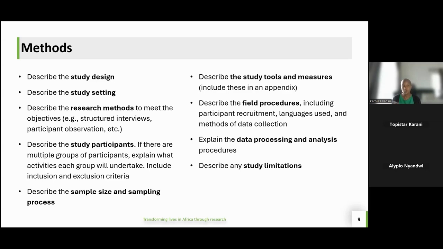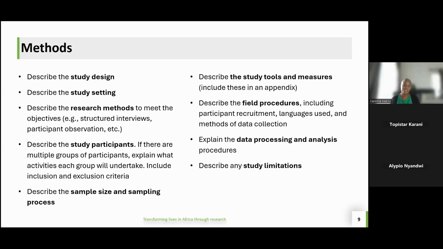And so inclusion criteria is what attributes someone must meet to be a participant in the study. So it might be that they have to be an adolescent mother who is aged 15 to 19 and who has a child, 1 to 3.